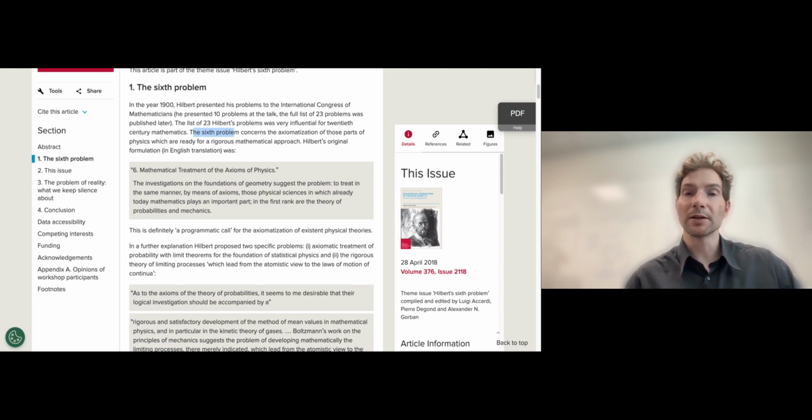Now, let's look at the precise statement of the sixth problem. So the title, as formulated by Hilbert, was Mathematical Treatment of the Axioms of Physics. And the actual statement is: the investigation on the foundations of geometry suggests the following problem: to treat in the same manner by means of axioms those physical sciences in which already today mathematics plays an important part. In the first rank are the theory of probabilities and mechanics.